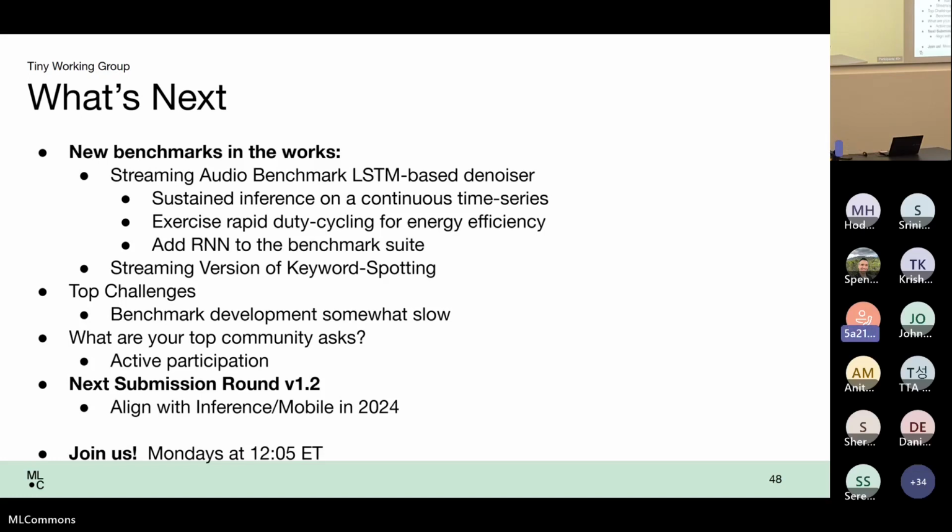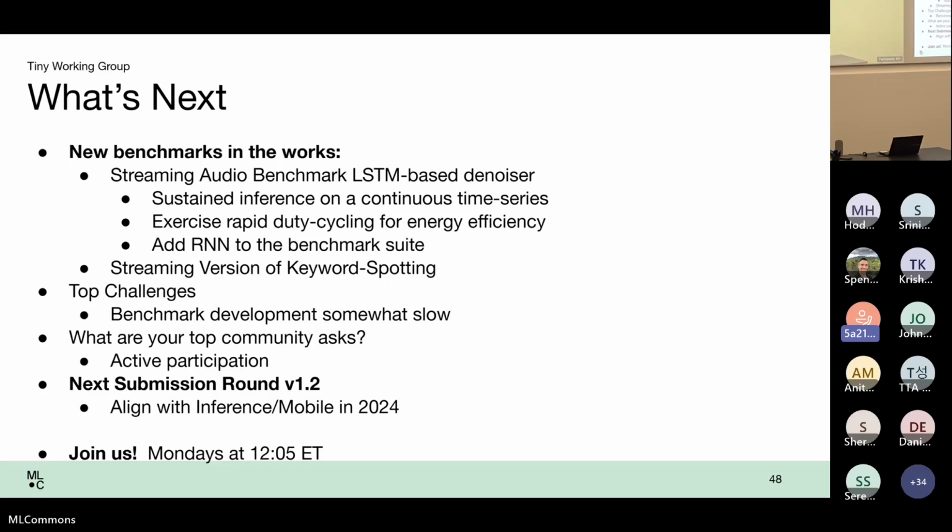So as far as what's coming up next, we have been working on a couple of new benchmarks for operating in a streaming mode. The current benchmarks all operate on a batch size of one, but you get the full input tensor all at once. And a lot of the systems that are appropriate for the tiny space operate on a continuous stream of audio or sensor data or something similar, which brings up some different things to optimize.